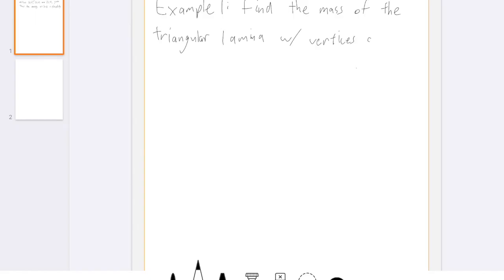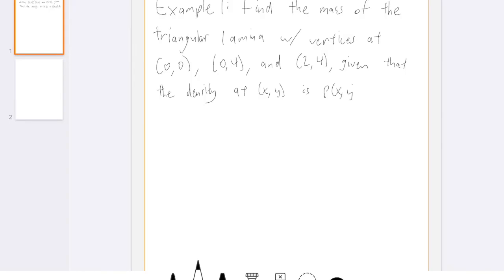Okay, on to example 1. Find the mass of the triangular lamina with vertices at 0, 0, 0, 4 and 2, 4, given that the density at x, y is rho xy equals 5x plus y. So I'll give you a second to pause and try that.